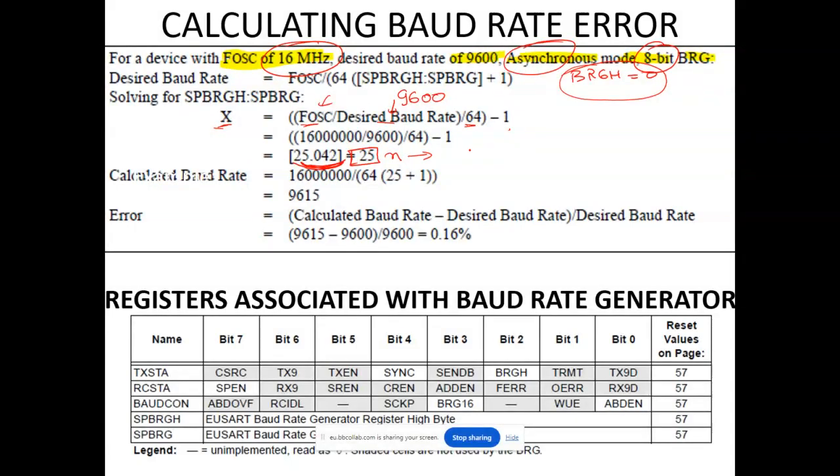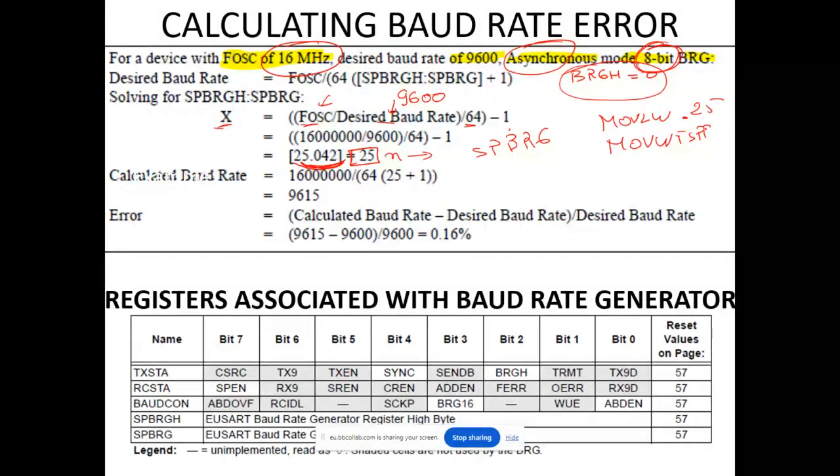So this n is the value of what? Of the serial port baud rate generator, because here we have just the 8-bit mode. So you can see that here our n is less than 255. Okay. So here, how to load this value into the serial port baud rate generator? We can use MOVLW, the decimal value 25, and then MOVWF, the serial port baud rate generator.